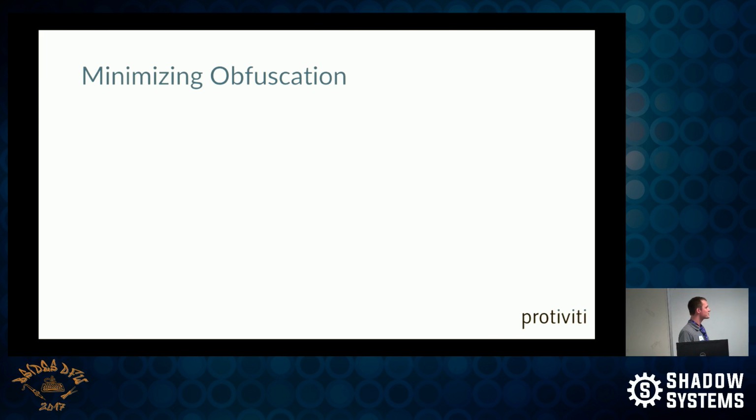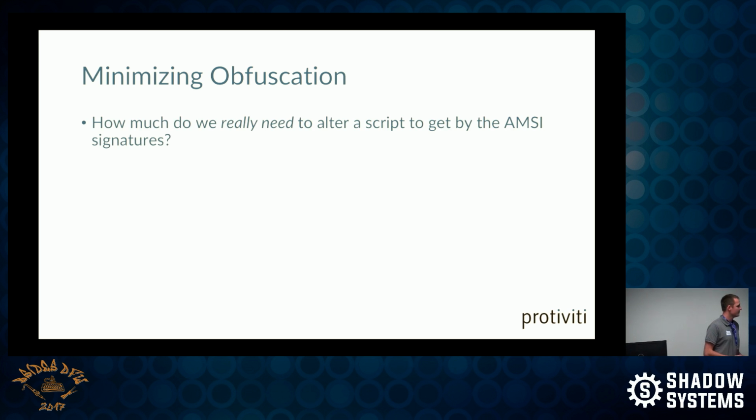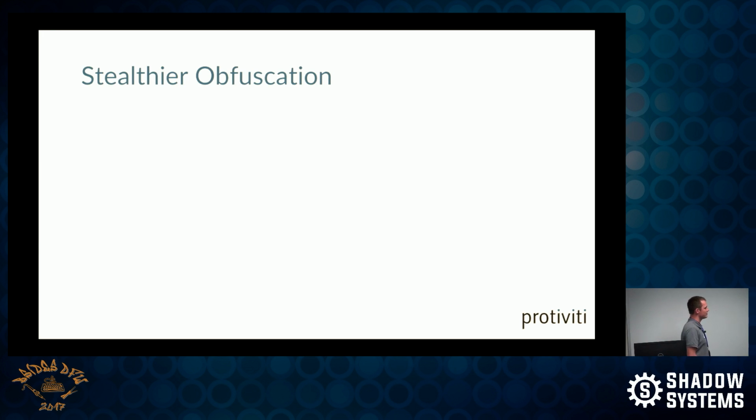But how much do we actually need to obfuscate to get around these signatures? If our only goal is to get around those AMSI signatures, how much do we need to obfuscate? How good are these signatures, basically, is what we're asking. Well, earlier we saw we defeated 1 of 5 signatures by inserting 2 characters. So what if we used a stealthier form of obfuscation?